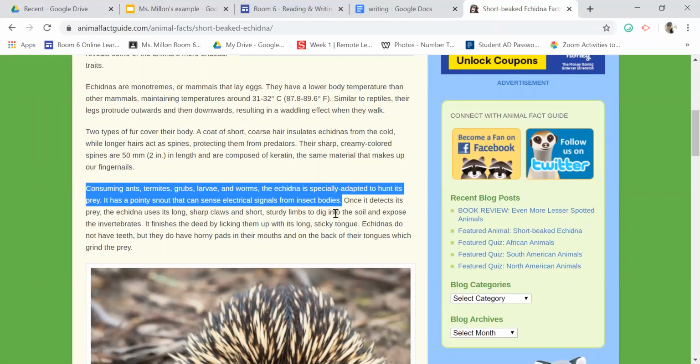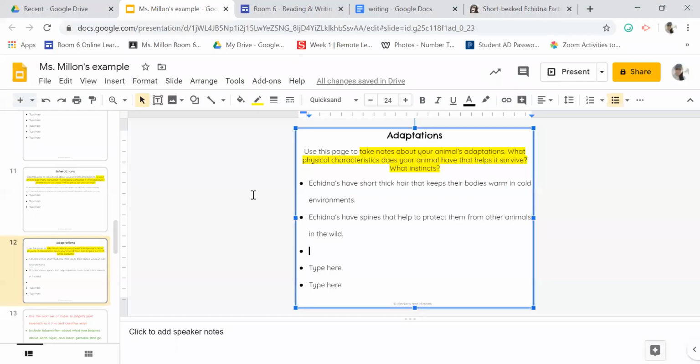Once it detects its prey, it uses its long, sharp claws and short, sturdy limbs to dig into the soil and expose the invertebrates. So their snout, if I'm going to put this in my own words, what is it that their nose is really helping them to do? Well, their nose is special because it can sense these electrical signals from their prey, from these insect bodies. Okay, so let me take that and put it into my own words. That's very interesting.